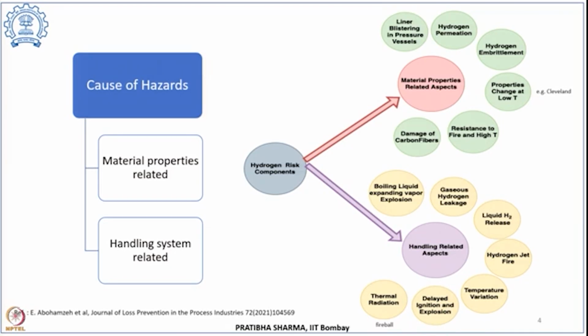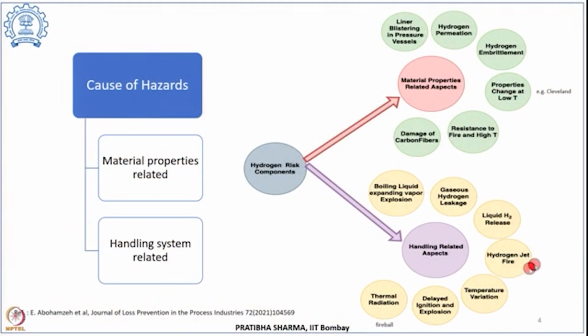So one of the phenomena which results from this gaseous hydrogen leak is hydrogen jet fire. If the ignition occurs immediately after the gaseous hydrogen release, and that ignition can occur from any source, it could be an open flame, an electrical short circuit, nearby electrical equipment, some spark, a hot instrument, a heating device present, or a person smoking nearby, that can lead to hydrogen jet fire. So immediate ignition after the hydrogen release can lead to hydrogen jet fire.